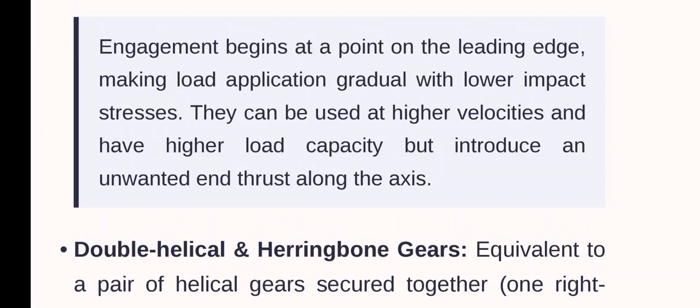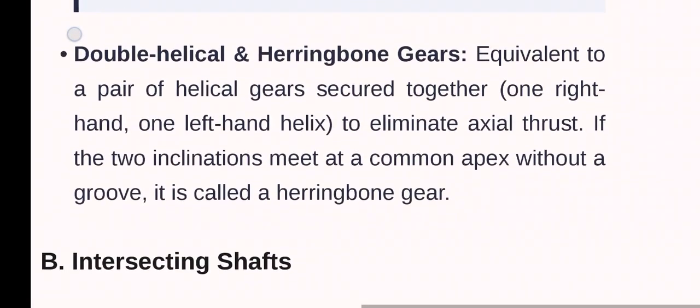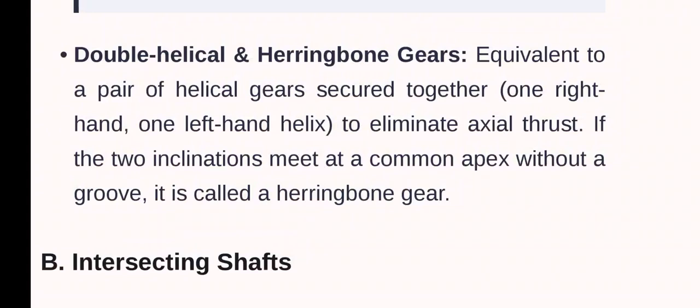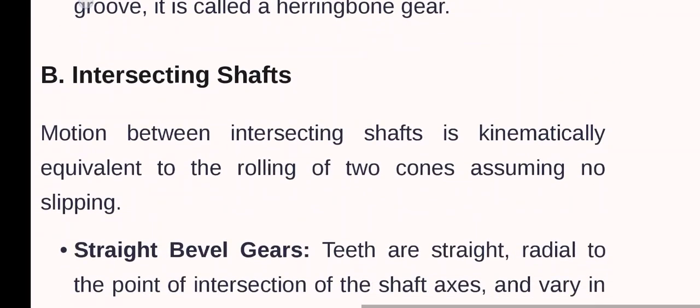Double helical or herringbone gears, equivalent to a pair of helical gears secured together, one with a right hand and the other with a left hand helix, to eliminate axial thrust. If the two inclinations meet at a common apex without a groove, it is called a herringbone gear. Intersecting shafts.